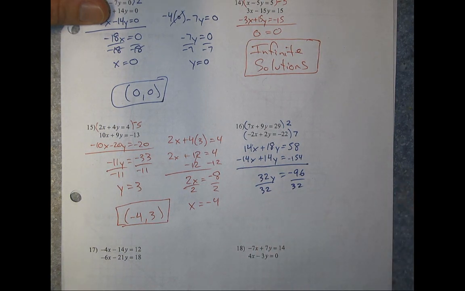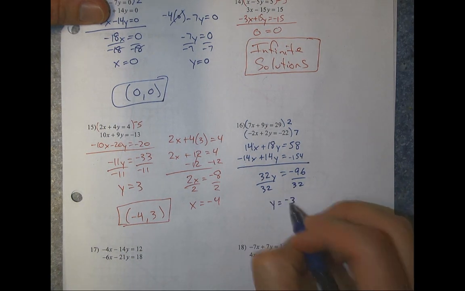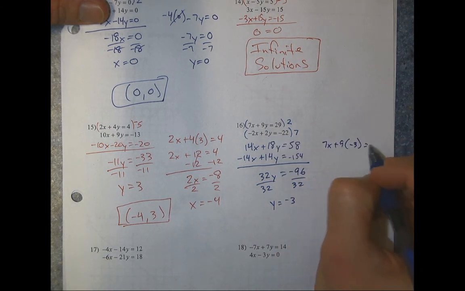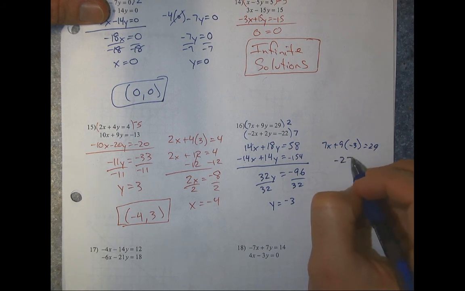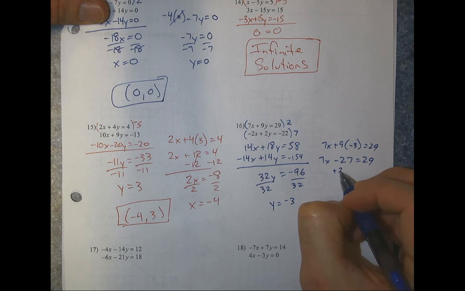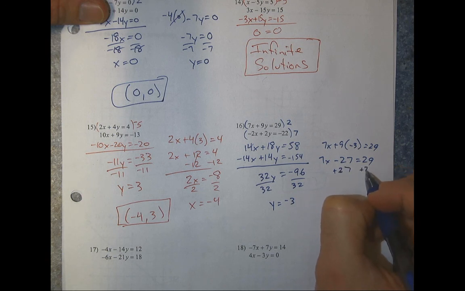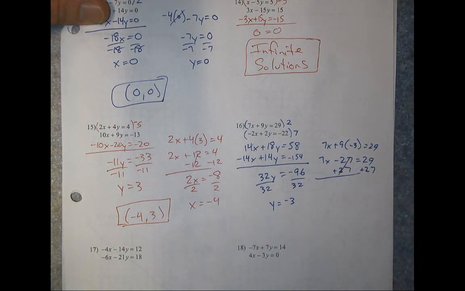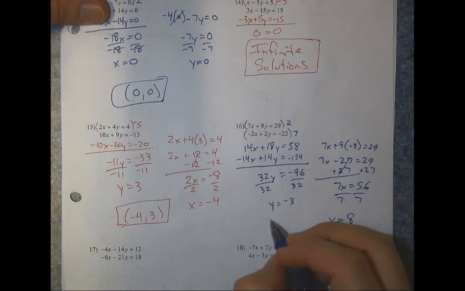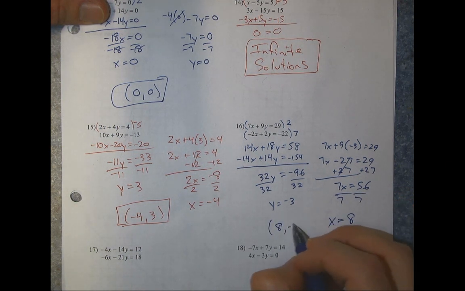divided by 32 is going to get me negative 3. Going back and plugging in, that's y. So 7x plus 9 times negative 3 equals 29. So that's negative 27. I'm going to add that to get rid of it. So 29 plus 27 is 56. So 7x equals 56. Divide by 7. X equals 8. Final answer, x first, 8, negative 3.